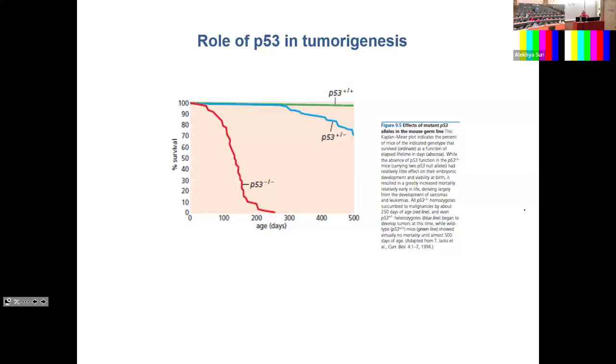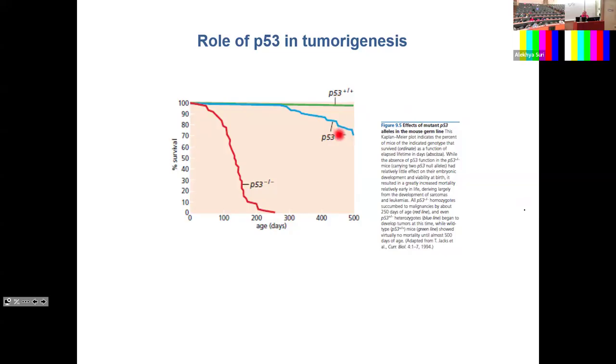Mice that are free of tumor. So this is survival. These are three different colonies of mice. In this colony of mice, they have normal P53. Look, the animals live, right? At 500, still 100% of the colony is alive.